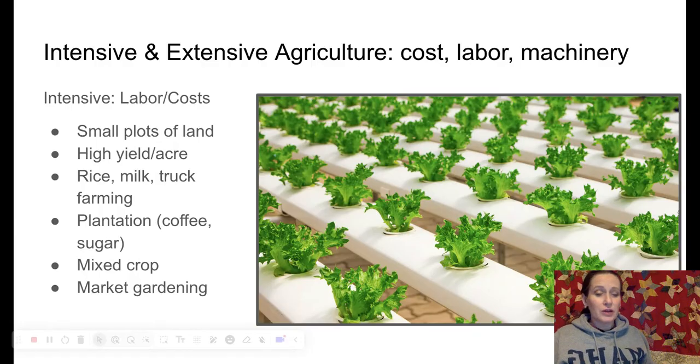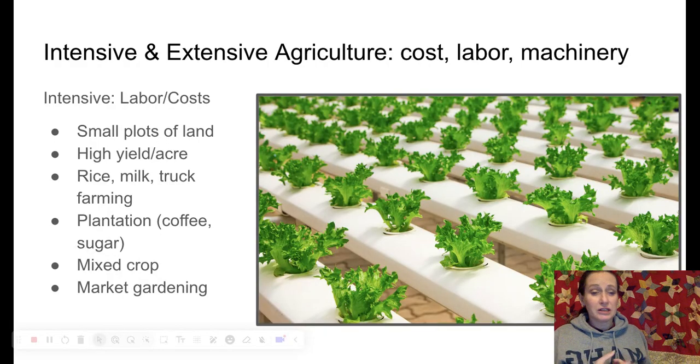And this deals with the cost to grow crops, the labor that it takes to grow the crops, and the machinery that's involved to grow the crops. So let's look at the labor and costs involved with intensive agriculture. Intensive agriculture tends to have small plots of land, but per acre, they produce a very high yield. Some examples are rice, milk, truck farming. We'll get into truck farming in the future if you don't know what that is. I know that was on the vocab list.